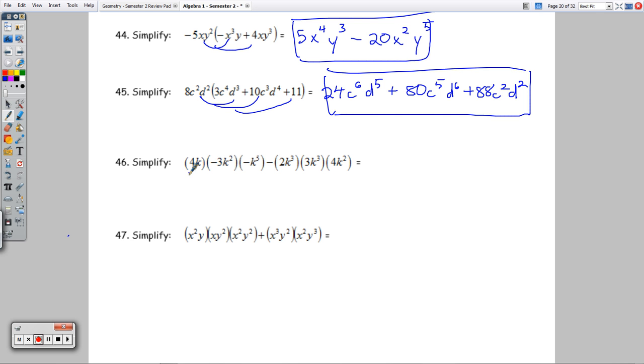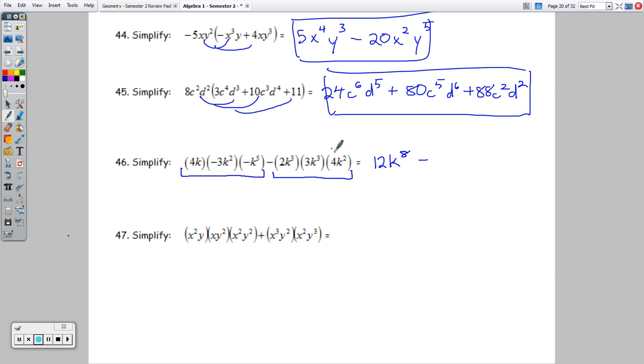On this one, we really have this part to do first. And then we're going to subtract this from that. So all multiplication, we're going to multiply before we subtract. 4 times negative 3 times negative 1. Multiply all those coefficients together, and you'd have positive 12. k times k squared would be k cubed, and then times k to the 5th would be k to the 8th. And then we'd be subtracting these three things multiplied together.